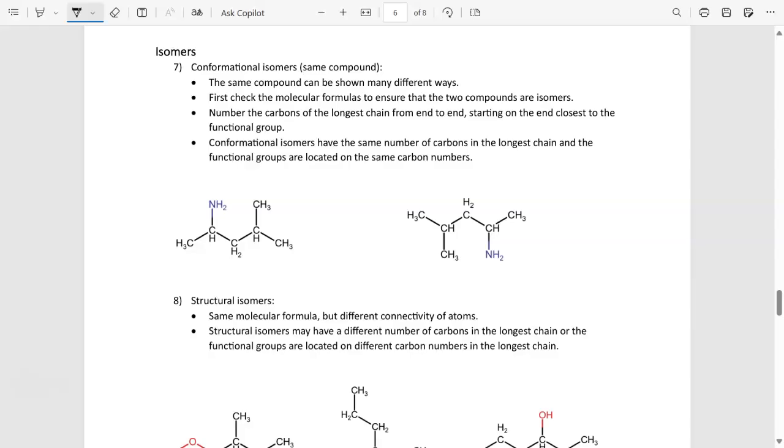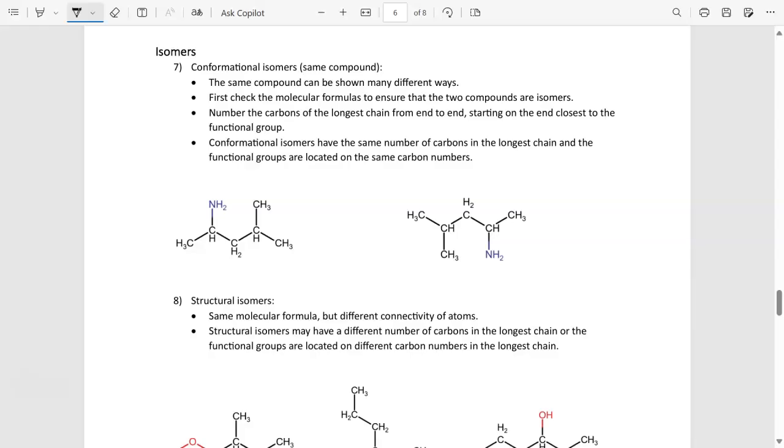And in order to determine if you have an isomer, the first thing you should do is check the molecular formula to ensure that they are indeed isomers. Isomers should have the same number of every type of atom: same number of carbons, hydrogens, oxygen, nitrogen, and whatever else is in there.